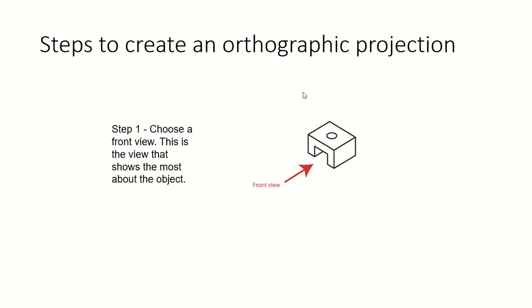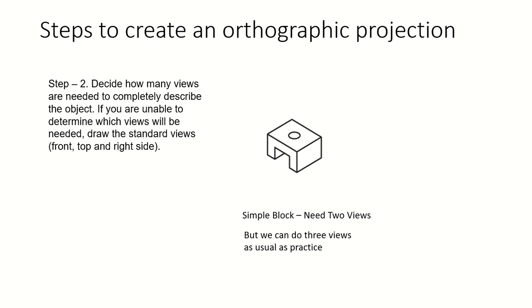Okay, so let's create the orthographic projection. Step 1, we're going to choose a front view. That's one of your standard views. Usually we start with the front view or top, the view that shows the most about the object. Step 2, we're going to decide how many views we need to describe that object.